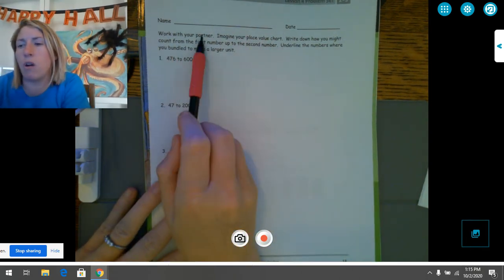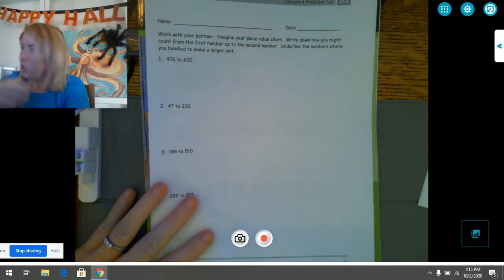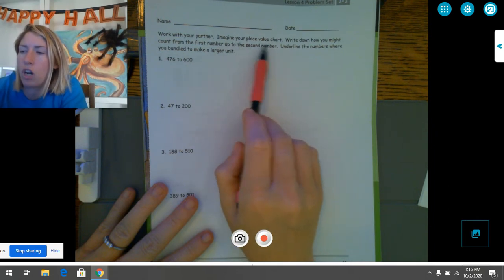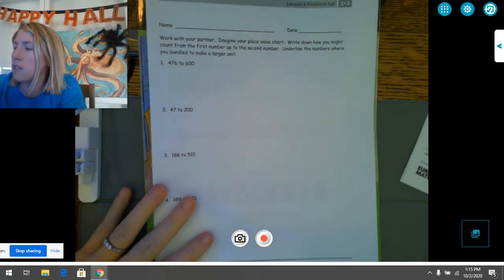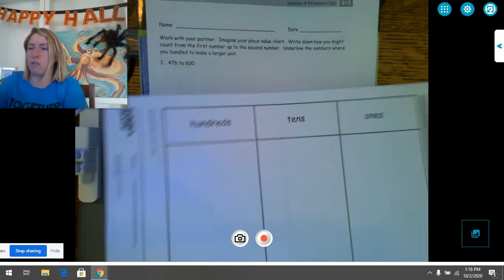It says work with your partner, but because of weird distance learning, we're not going to be able to use a partner. So you're just going to have to work on it by yourself. Imagine your place value chart. A place value chart is this. You don't need to get yours out. I was just going to show you what it looks like. This is a place value chart.